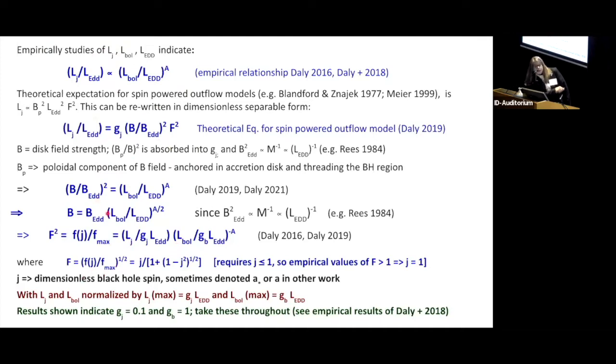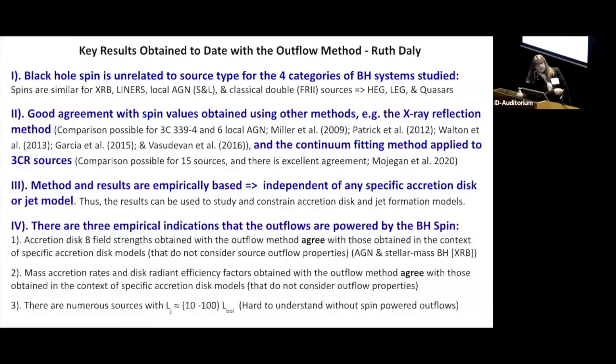Here, I'll be talking about black hole spin, and I only have one more slide. But you can solve for the magnetic field strength that is anchored in the disk and is threading the hole. You can solve for that in dimensionless units and in physical units. And you can also solve for the mass accretion rate, which I'm not going to talk about today, and the black hole spin. I'll just go to a summary slide of what the results are.